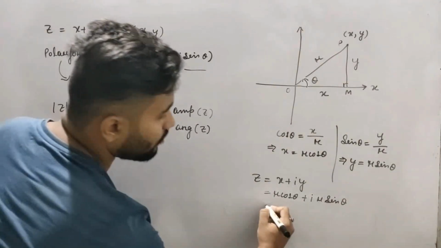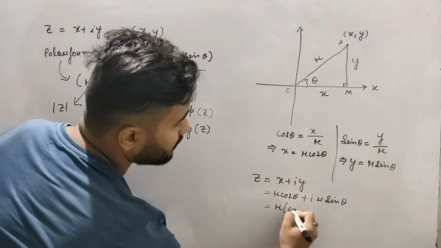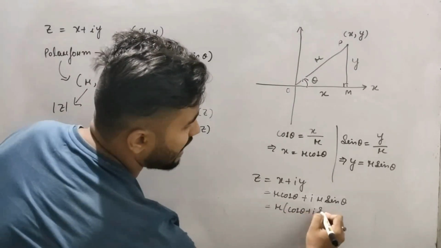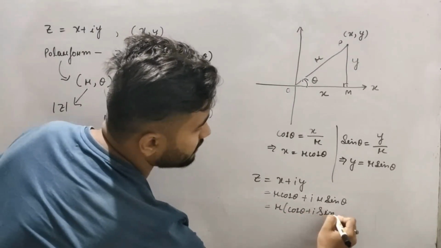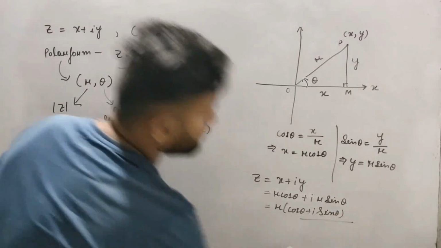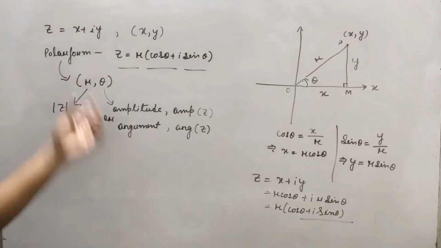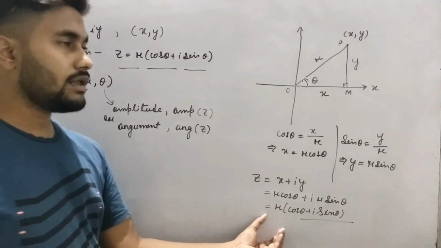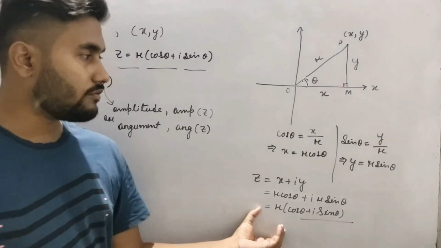So you take r common. So what you will get? r times cos theta plus i sin theta. So this is our polar form. Z is equal to r times cos theta plus i sin theta. Understood how this form has come?